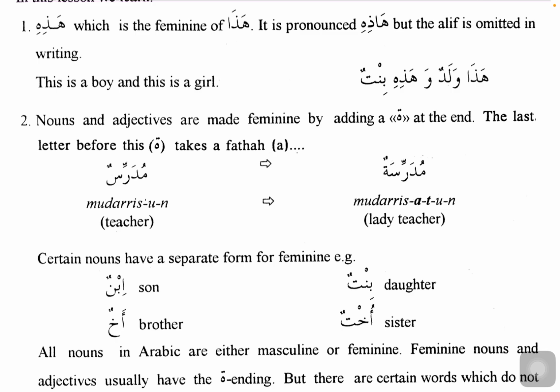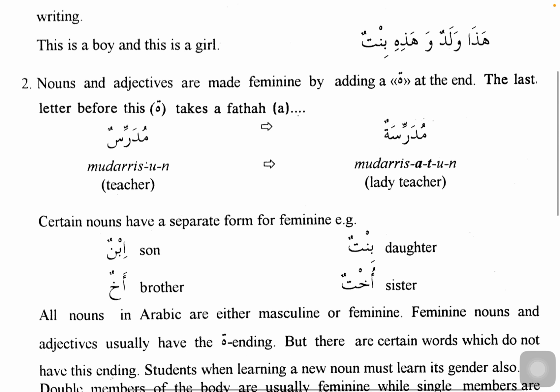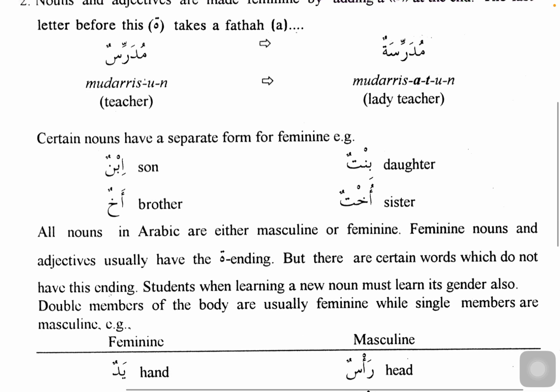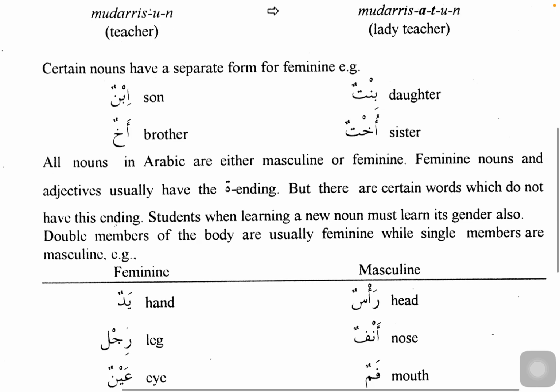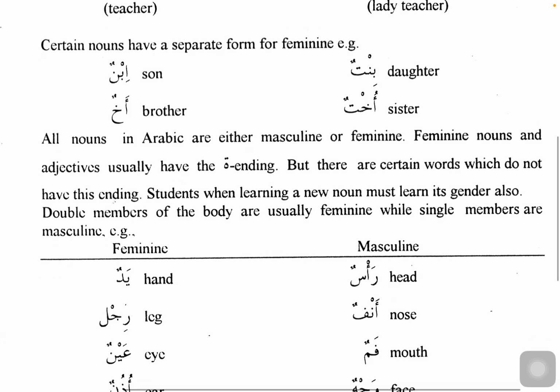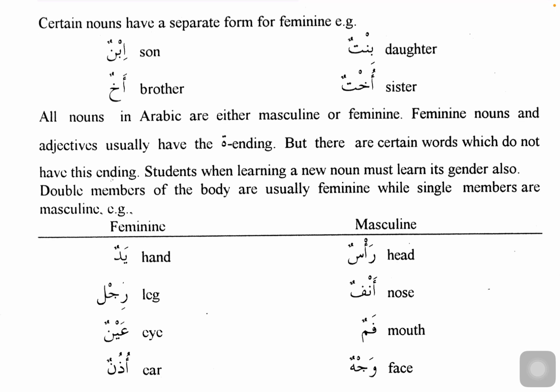Number 2, nouns and adjectives are made feminine by adding a ta marbuta at the end, so that feminine ta. The last letter before this ta takes a fatha. For example, teacher, male, would be mudarrisun. Lady teacher would be mudarrisatun. Certain nouns have a separate form of feminine. For example, son means ibnun, daughter means bintun, brother means akhun, sister means ukhtun.